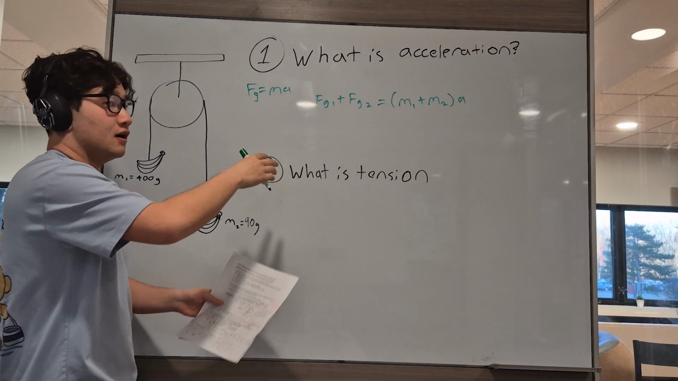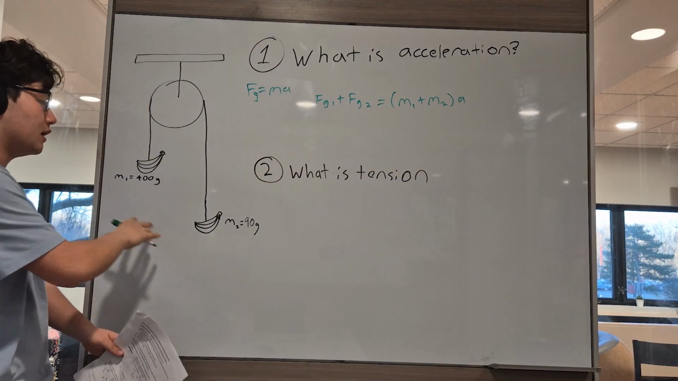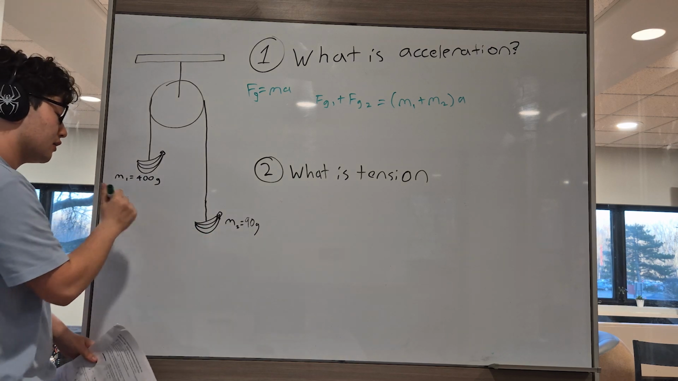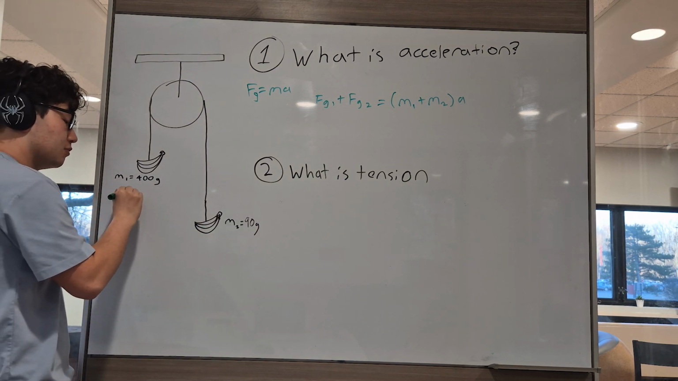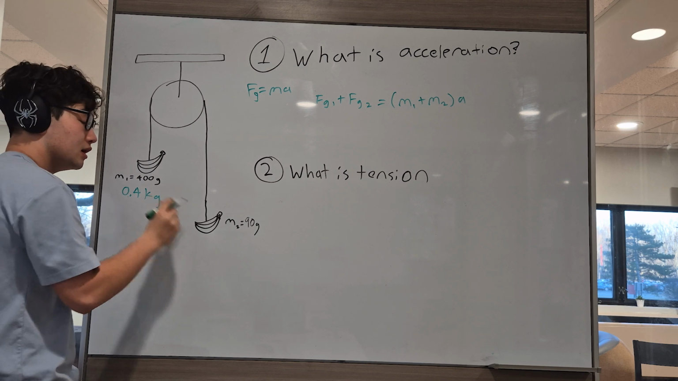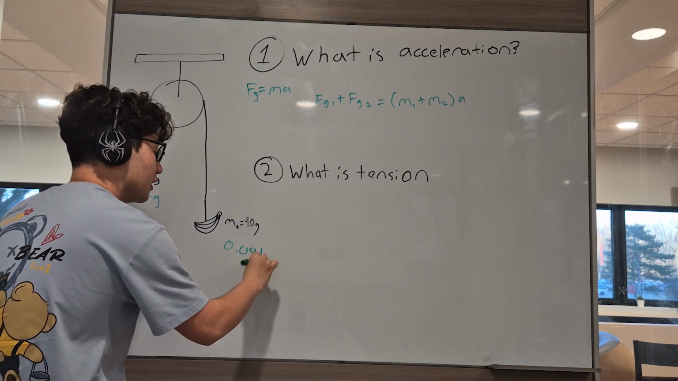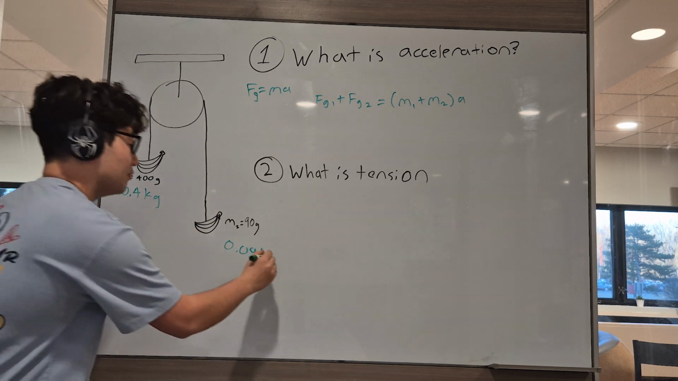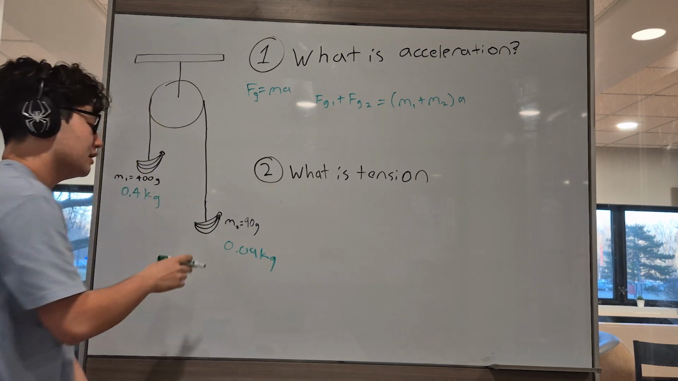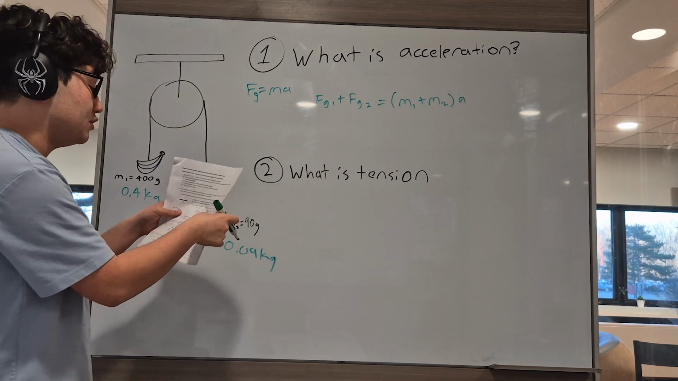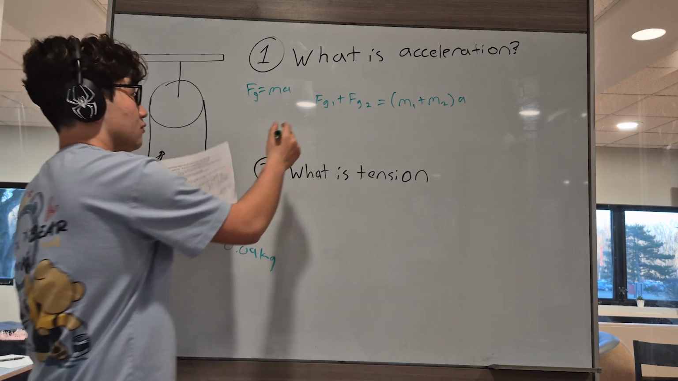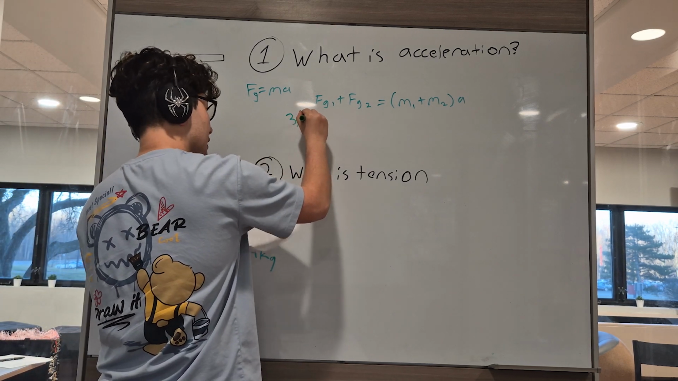And now that we have our values here, obviously we need to convert these to kilograms. So mass 1 will be 0.4 kilograms, and mass 2 will be 0.09 kilograms. When you multiply this by 9.8 on each of them, you get your forces of gravity, which should get you 3.92.